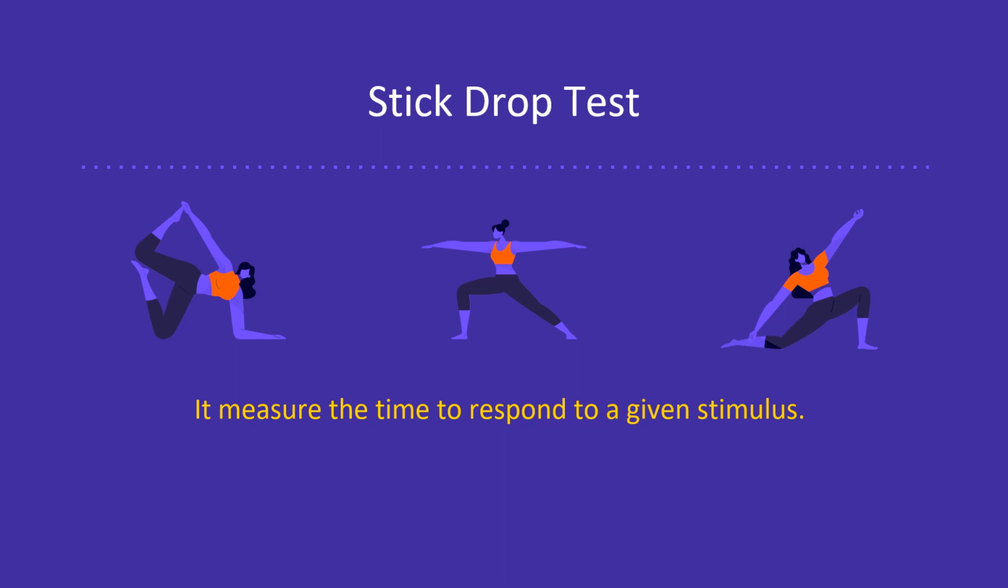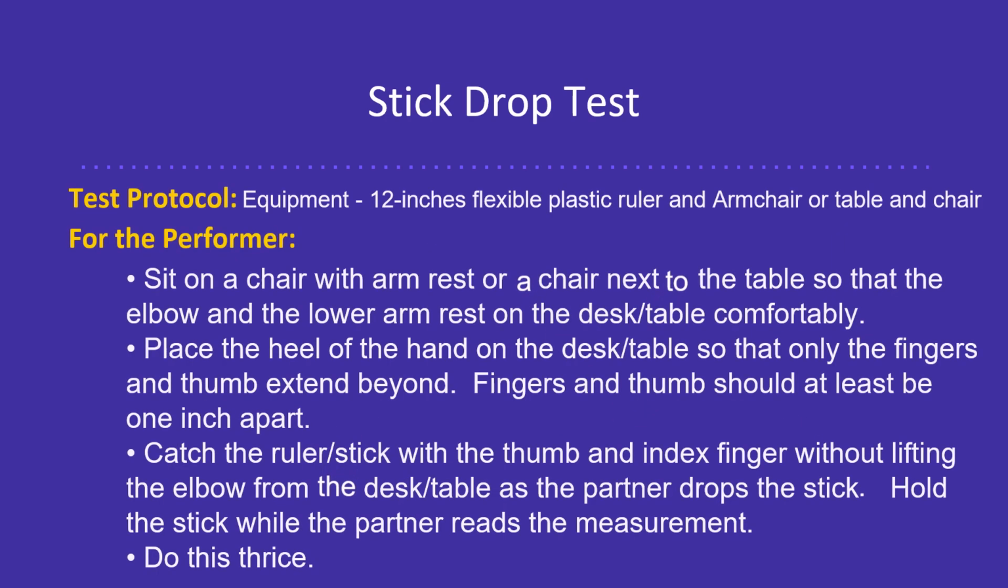The next test is stick drop test. It measures the time to respond to a given stimulus. For the equipment, we'll be needing 12 inches flexible plastic ruler and armchair, or table and chair. For the performer, sit on a chair with armrest or a chair next to the table so that the elbow and the lower arm rest on the desk or table comfortably.